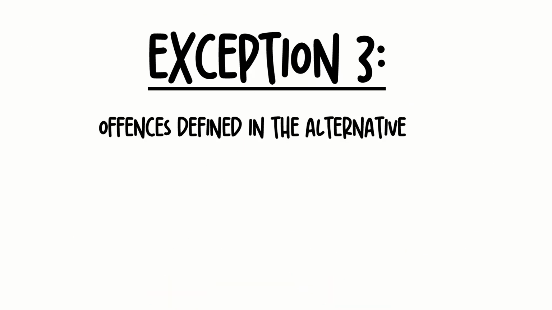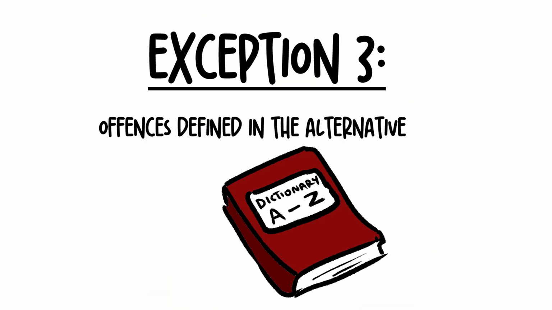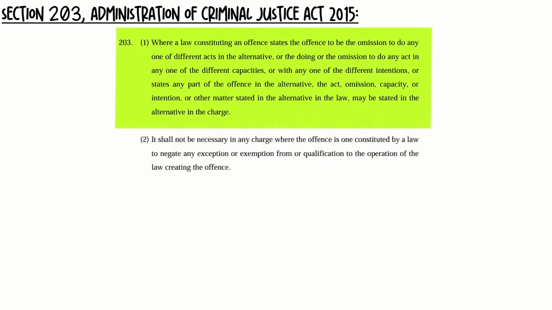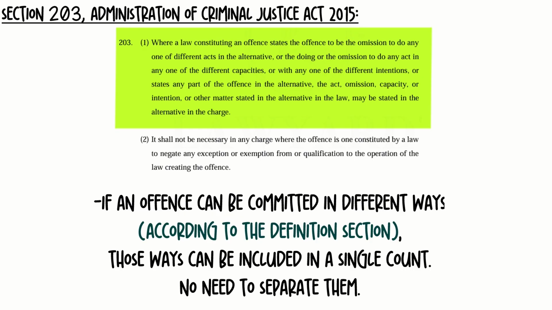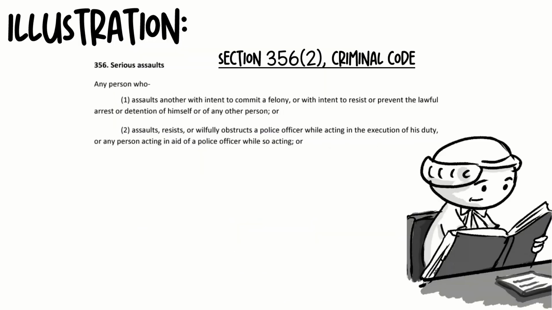Third exception, offenses defined in the alternative. This exception is provided in Section 203 sub 1 of ACJA. And what this is simply saying is that in a written law, if an offense can be committed in different ways, it will usually state it in the same definition. To illustrate this, let's look at Section 356 sub 2 of the Criminal Code. Paragraph B of the section provides, any person who assaults, resists, or willfully obstructs a police officer while acting in the execution of his duty, or any person acting in aid of a police officer while so acting is guilty of a felony and is liable to imprisonment for 3 years.